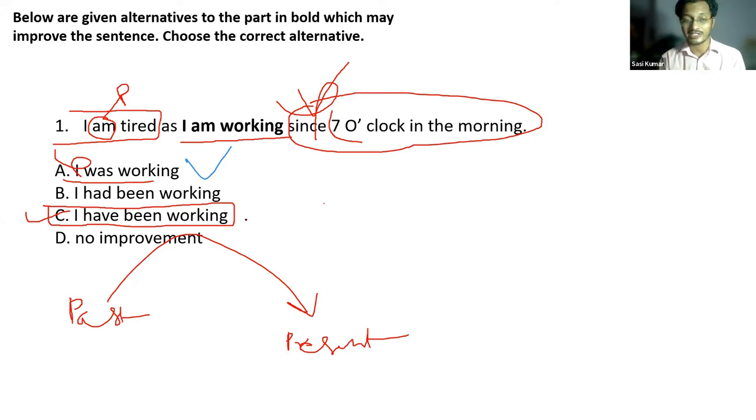And what is sentence correction? They give you a sentence. They may highlight a part of it. They give you four alternatives. You must identify one of the alternatives which can improve the sentence. If you think there is no improvement, choose the last option.